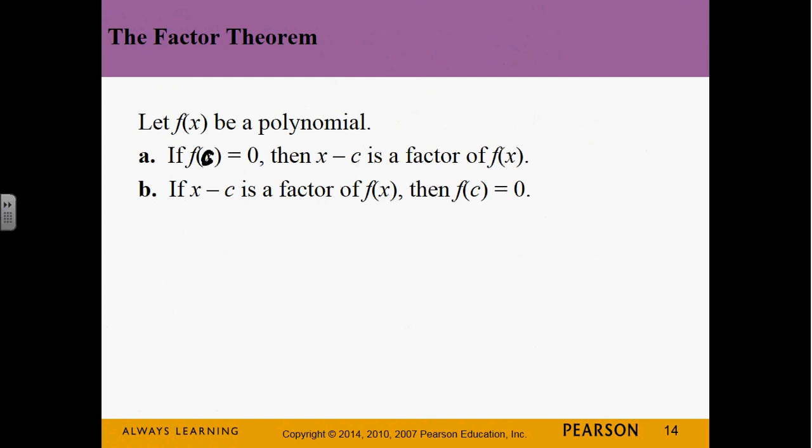And it also tells us that if x minus c is a factor, then we know that f of c is equal to 0. That just means that c is a 0. It's an x-intercept, okay? If f of c is 0, yes.